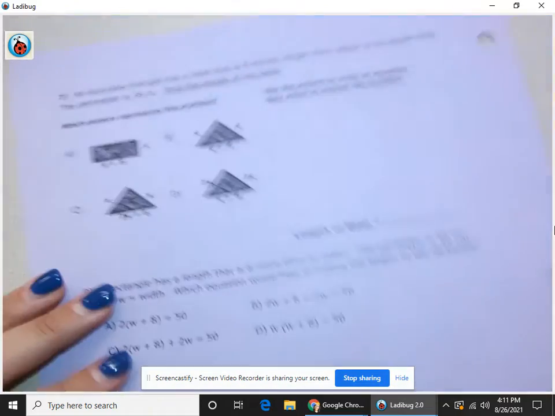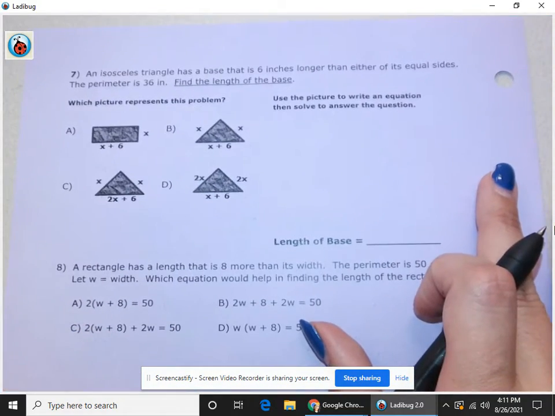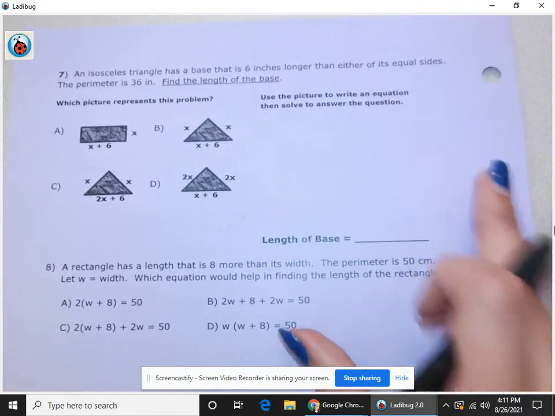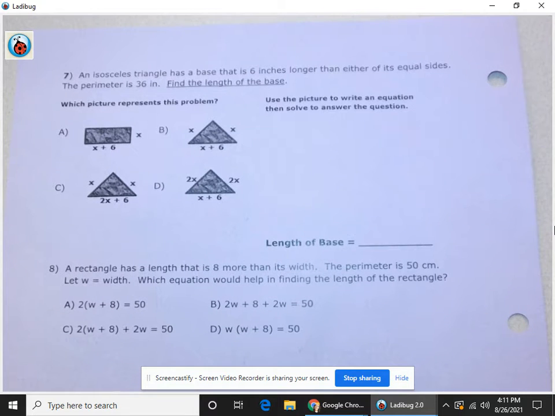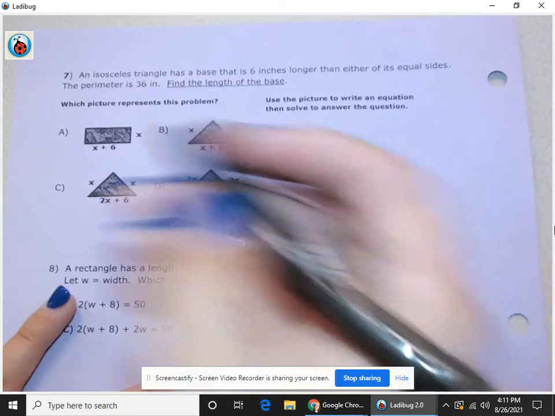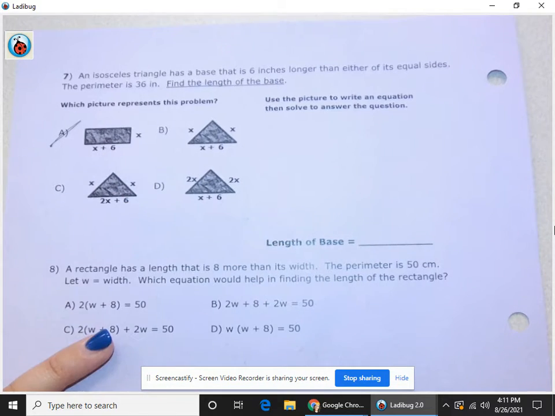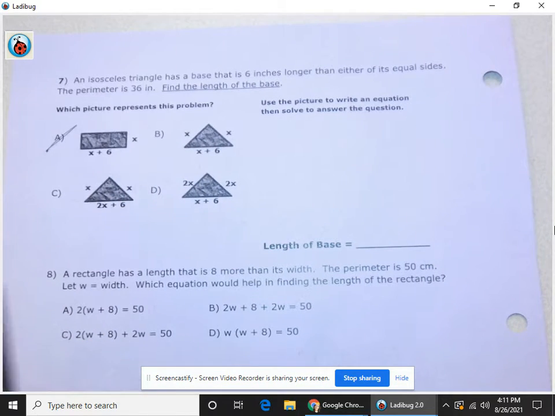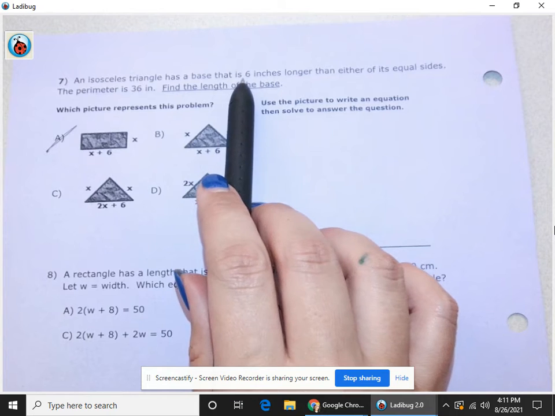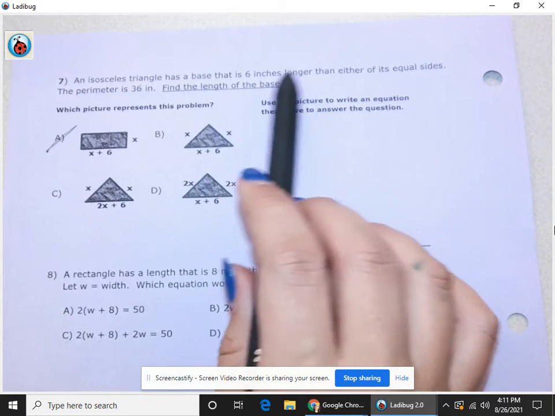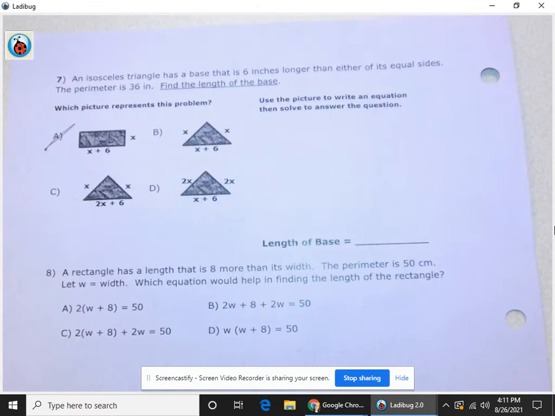On to the back. Number 7. An isosceles triangle has a base that is 6 inches longer than either of its equal sides. The perimeter is 36. Find the length of a base. Now, first things first, A cannot be our triangle because it's not a triangle, it's a rectangle. Okay? Then it says our base is 6 inches longer than either of its equal sides.